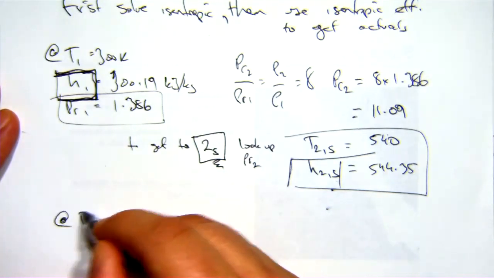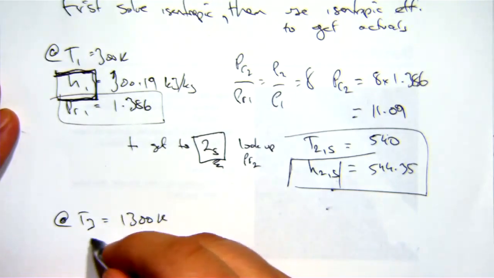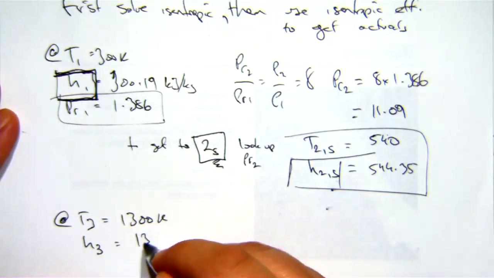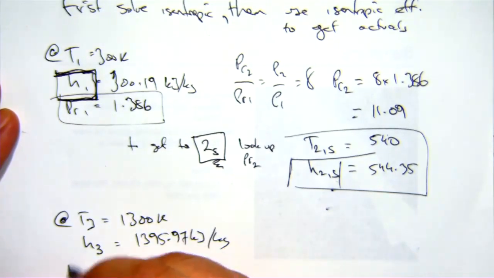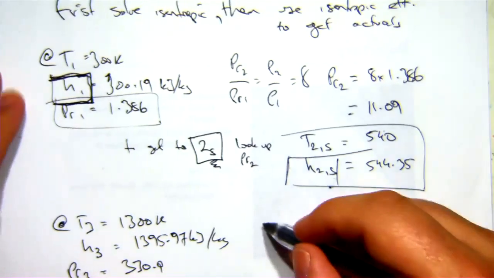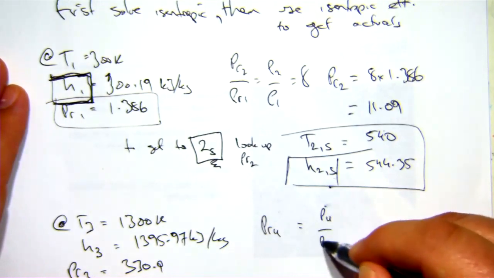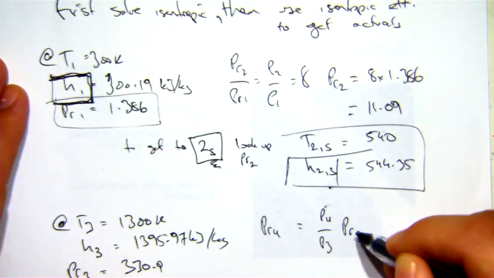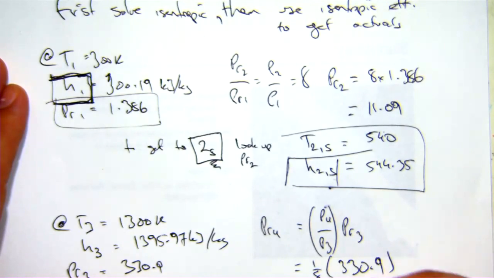So at T3, if I were to look up the tables at 1300 Kelvin, I would get H3 equals 1395.97 kilojoules per kilogram. I would get PR3 equals 330.9. And so PR4 is equal to P4 on P3 times PR3, which is equal to 1 on 8 times this 330.9, which is equal to 41.36.